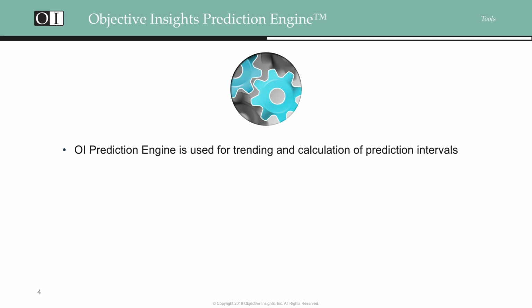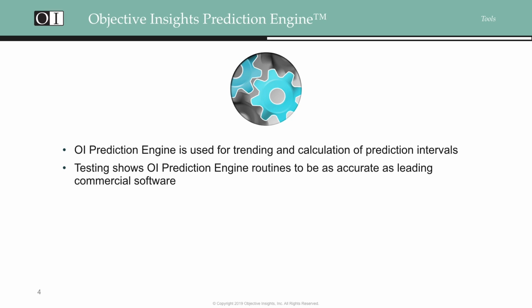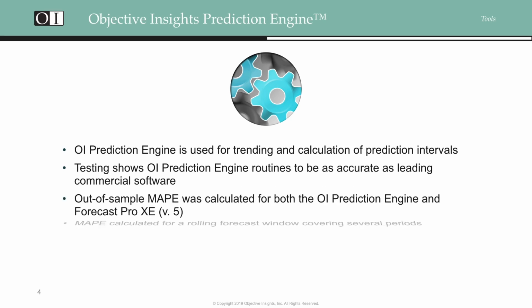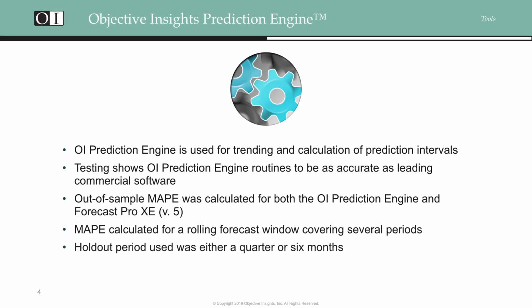And the purpose of the OI Prediction Engine is to generate trends and also calculate prediction intervals. Prediction intervals are like confidence intervals, but they're in the future instead of in the past. And after we developed the OI Prediction Engine software, we wanted to make sure that it was operating properly.